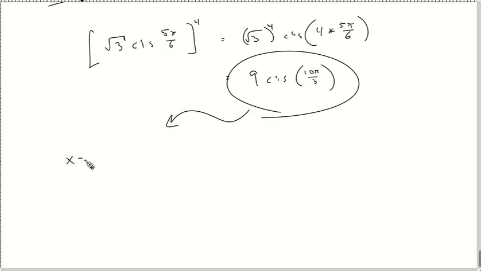So here we go. X is going to be 9 cosine of 10 pi over 3, which I am using the calculator a little bit to get a little bit of help, because that's not the first revolution. Why did I put a 3 down there? That should be a 2. Y is sine.